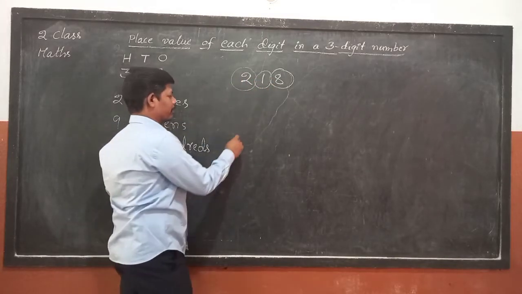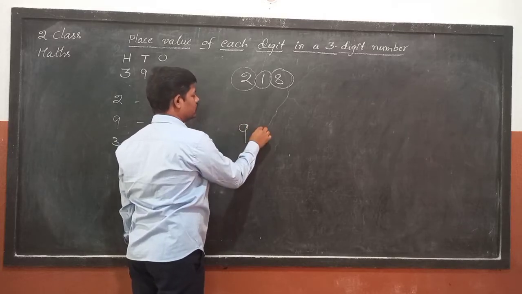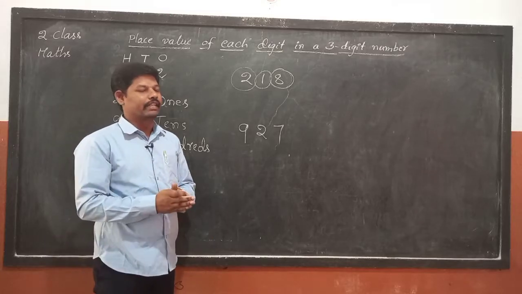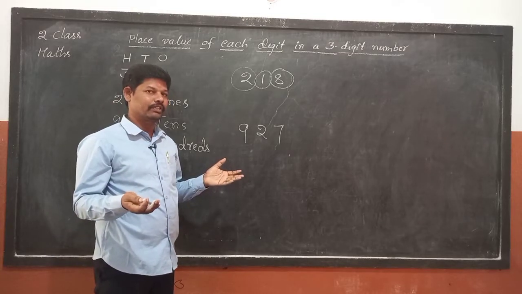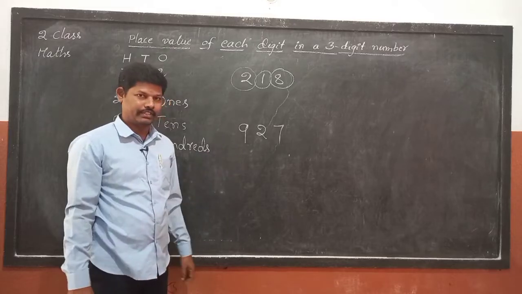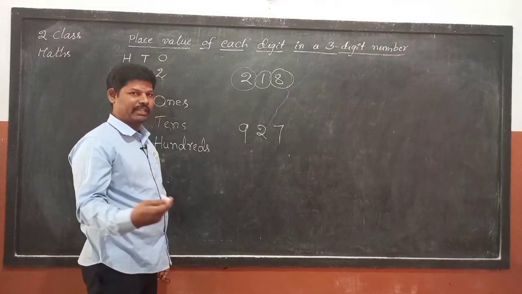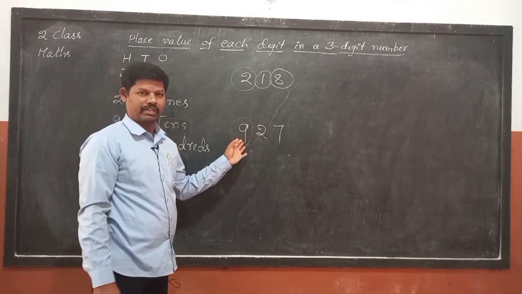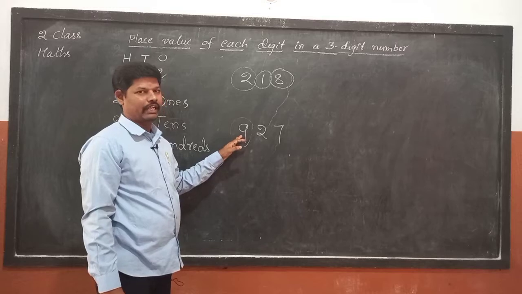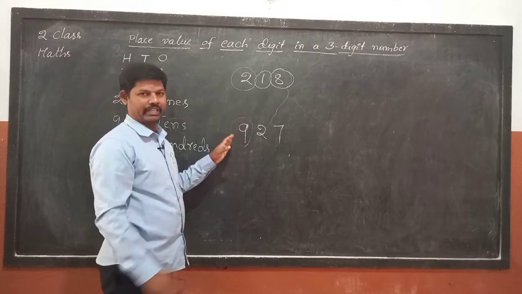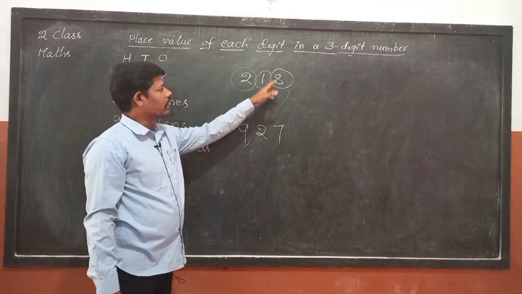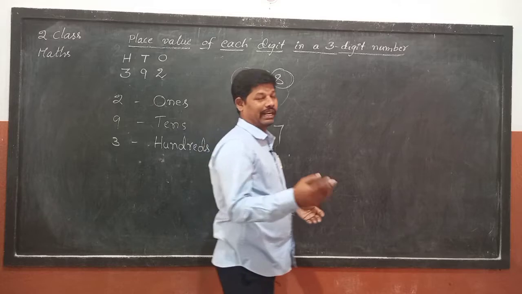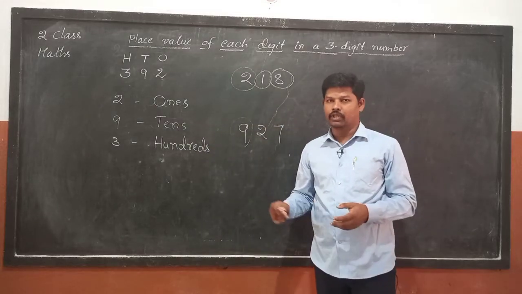I will give one more number. For example, 927. What is the digit present in the hundreds place? Yes, that is 9. 9 is in the hundreds place. Like that, you have already done this in the previous class, circling the ones place digit, tens place digit and hundreds place digit. So already you have learned that.